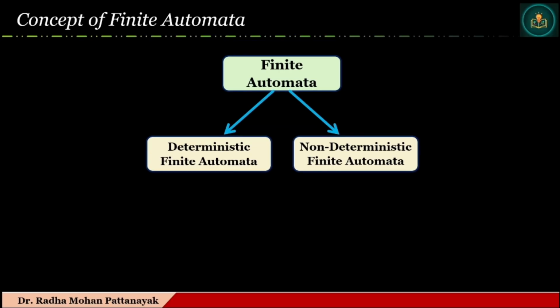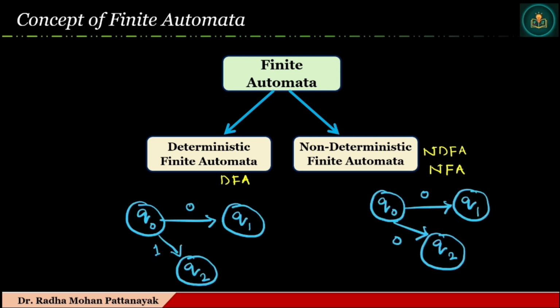In general, finite automata are divided into two types. One is deterministic finite automata, the second is non-deterministic finite automata. The deterministic finite automata, we can call it DFA. Similarly, the non-deterministic finite automata, we can call it NDFA, or we can also say NFA. Let's see the difference between these two categories of finite automata with a simple example.